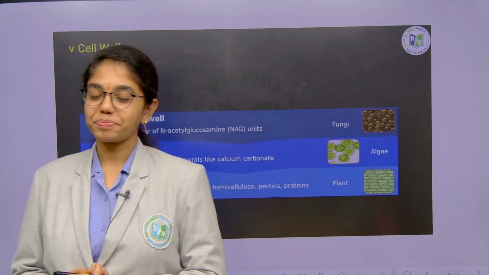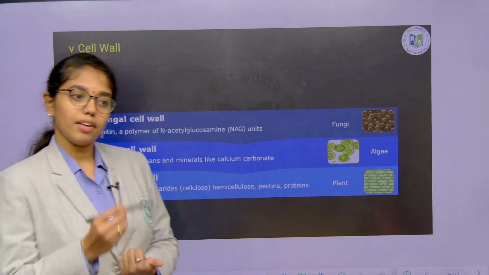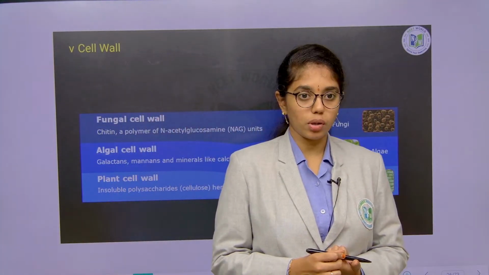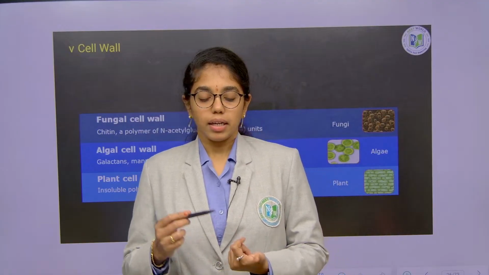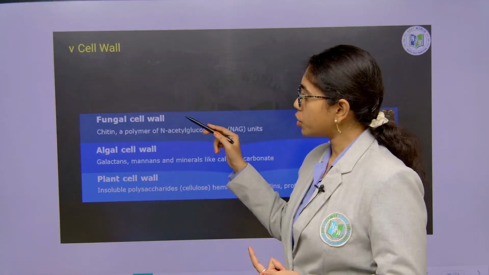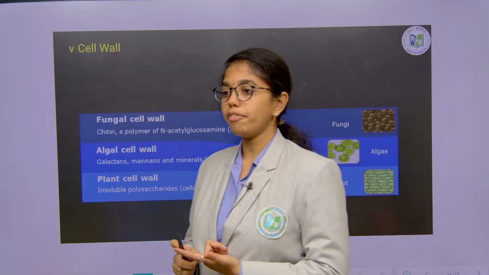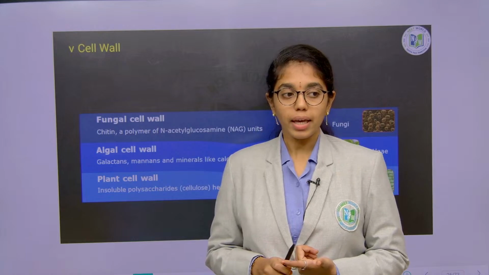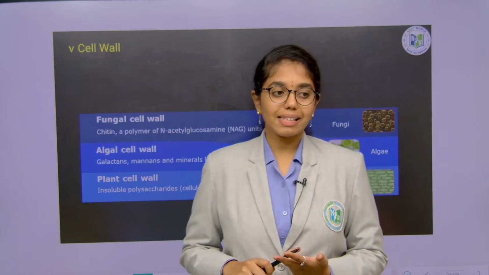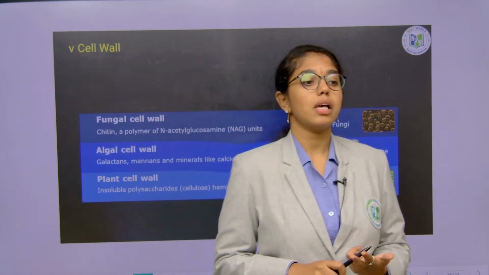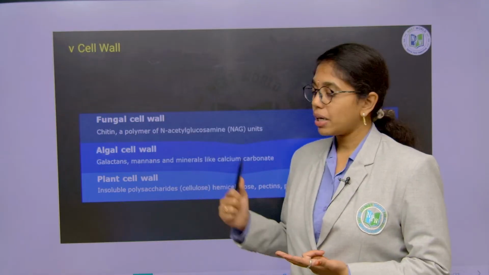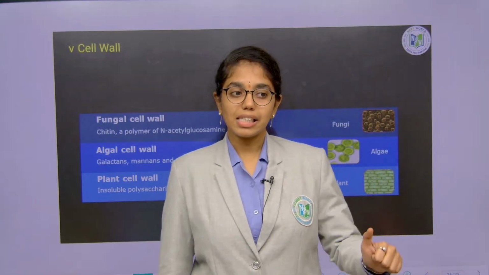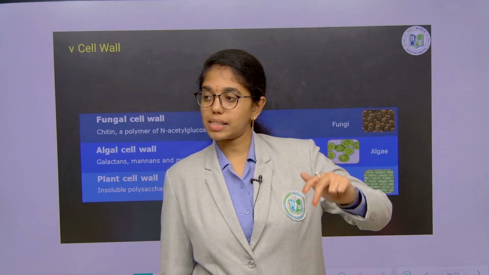Peptidoglycan. Peptidoglycan, right? Very good. It has murein. Of what composition? NAG units, N-acetyl glucosamine units it has, right? Next, what is the composition of fungi? The fungal cell wall is made up of chitin. Chitin is also known as fungal cellulose. Okay, and the algal cell wall is composed of galactans, mannans, and minerals like calcium carbonate. The plant cell wall is composed of cellulose, hemicellulose, pectins and proteins.